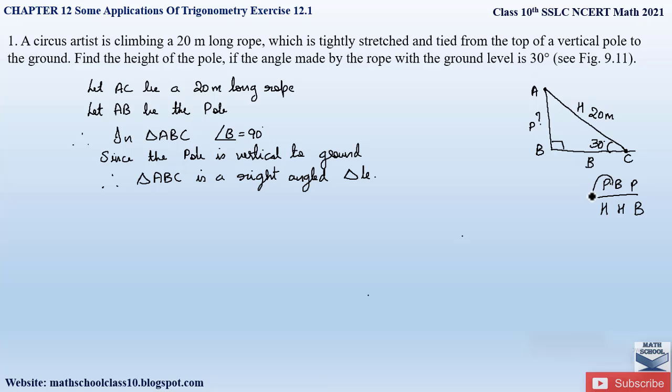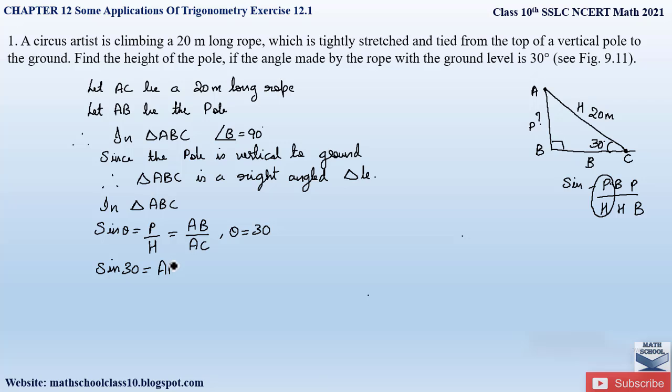So which is the ratio formed by perpendicular by hypotenuse? It is sine theta, right? So we will apply the sine trigonometric ratio to find out the side AB. In triangle ABC, sine theta is equal to perpendicular by hypotenuse, where perpendicular side is AB and hypotenuse is AC, right? Where theta is the acute angle, that is 30 degrees. So sine 30 is equal to AB, which we have to find out, divided by AC, which is 20 meter.